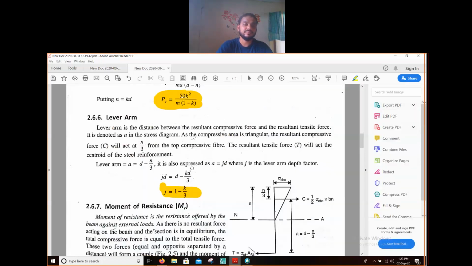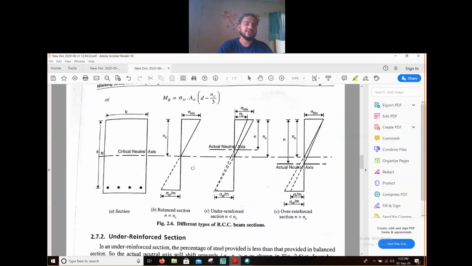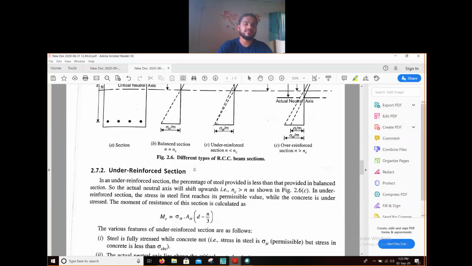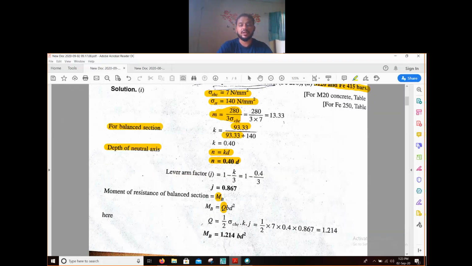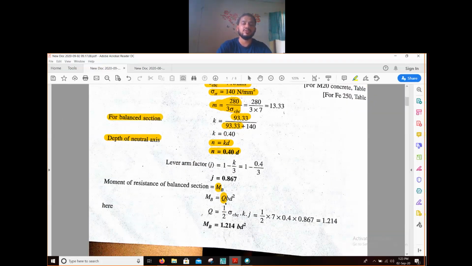This equation, which I have shared with you: MR equal to RBD square, where R is equal to half sigma CBC K into J. Similarly, here it is written Q, you can write down R also. Put the values here and you will get the value of Q.